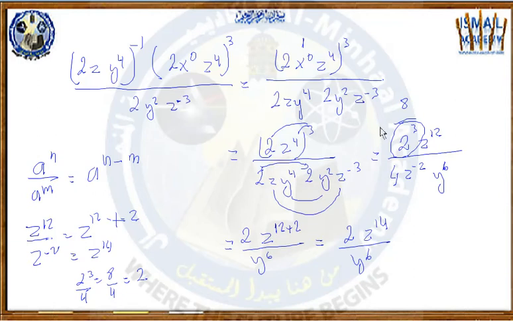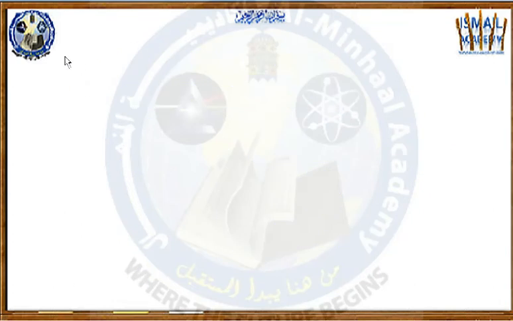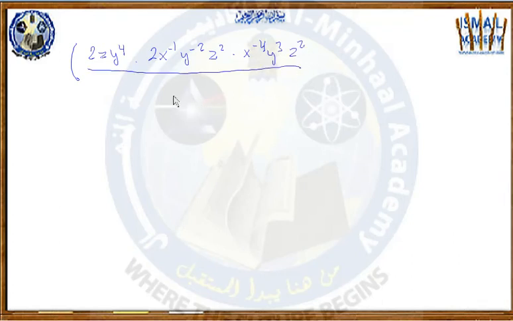Okay, I'm going to do number 14. Now, what do we have? We have 2 z y4 times 2x minus 1 y minus 2 z2 times x minus 4 y cubed z squared. The whole thing is over 2x minus 3 y 0 z cubed, and the whole thing is to the exponent 3. So what do I do first?